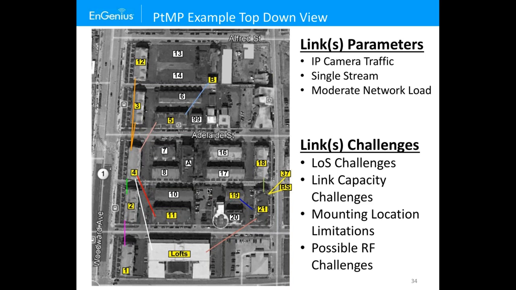So the challenges are line of sight challenges. We'll see in the 3D image that we do have some line of sight challenges, not quite evident in a top-down view from here. There are link capacity challenges. As we talked about, there were some cameras that had a little bit more traffic going through them, and they were on certain edges, so they're aggregating. Mounting locations: we didn't have access to all these buildings, and not all buildings had a closet we could have power to. And then possible RF challenges, which we'll show you in the 3D image coming up.